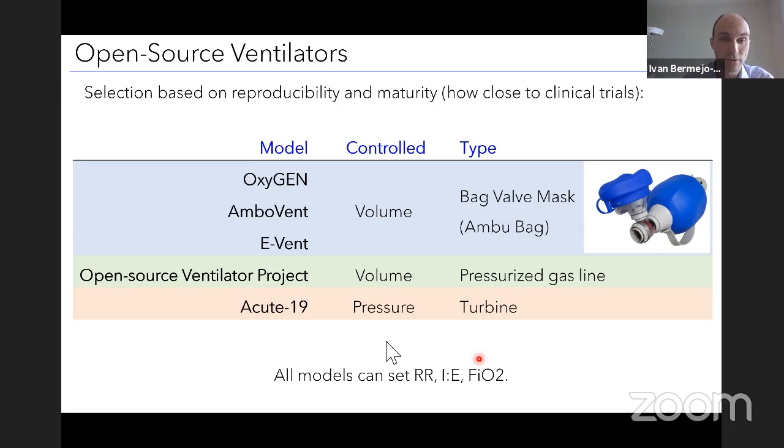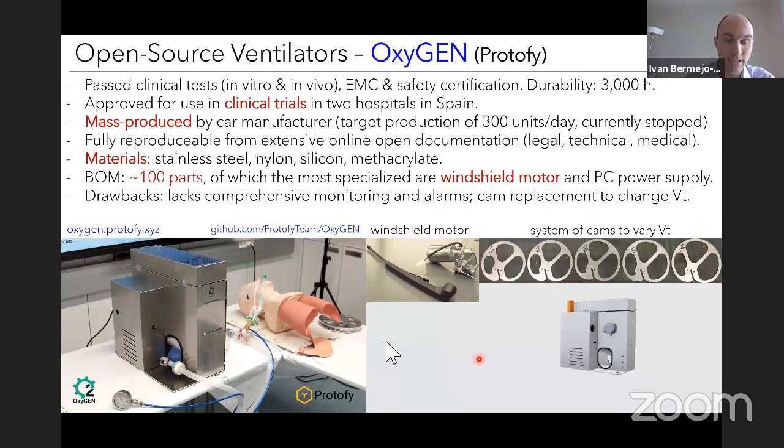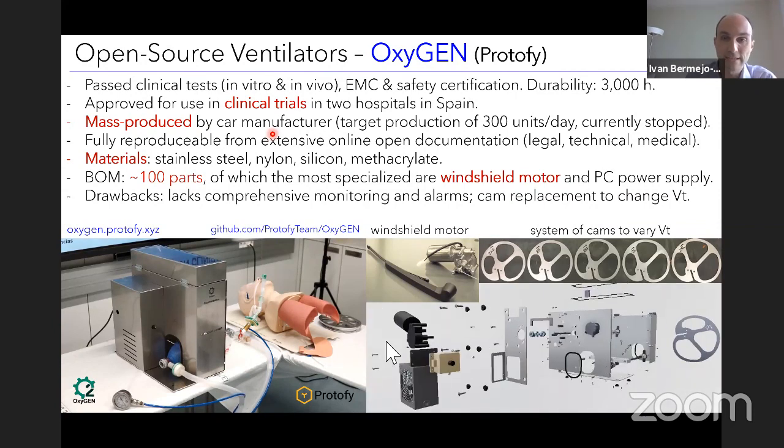So I have one slide on each one of these projects, and I have more material for some of them in case you have questions at the end, but I wanted to give you a brief overview of these different efforts. The first one is the oxygen project by Protofy. This has already passed the clinical tests, so that's why I put it first here. It has several certifications already passed, like electromagnetic compatibility, safety certification. It's meant for a durability of 3,000 hours. It's approved for clinical trials in 2 hospitals in Spain, and it's already mass produced by one car manufacturer, SEAT, also in Spain. The target was to produce 300 units a day, but last week, actually, they stopped production because of lack of demand, as I mentioned before.